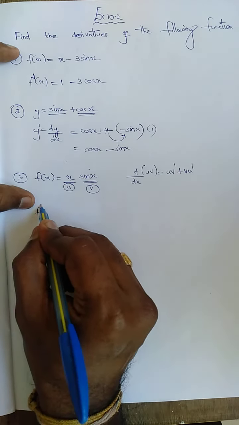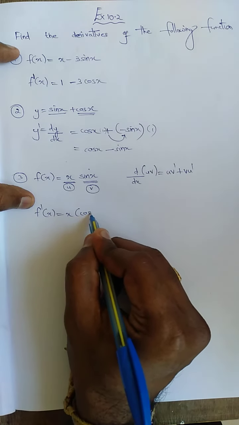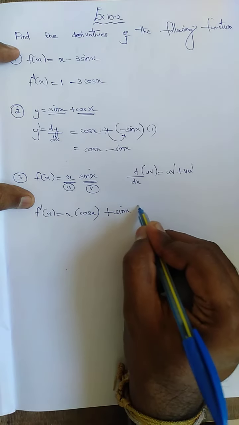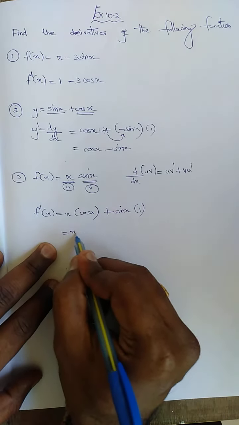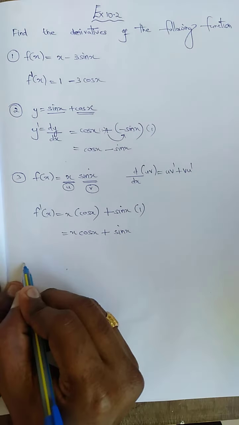F of x differentiate is f dash of x. Keep x as it is. Differentiate of sin x is cos x, plus keep sin x as it is. X differentiate is 1. So answer is going to be x cos x plus sin x.